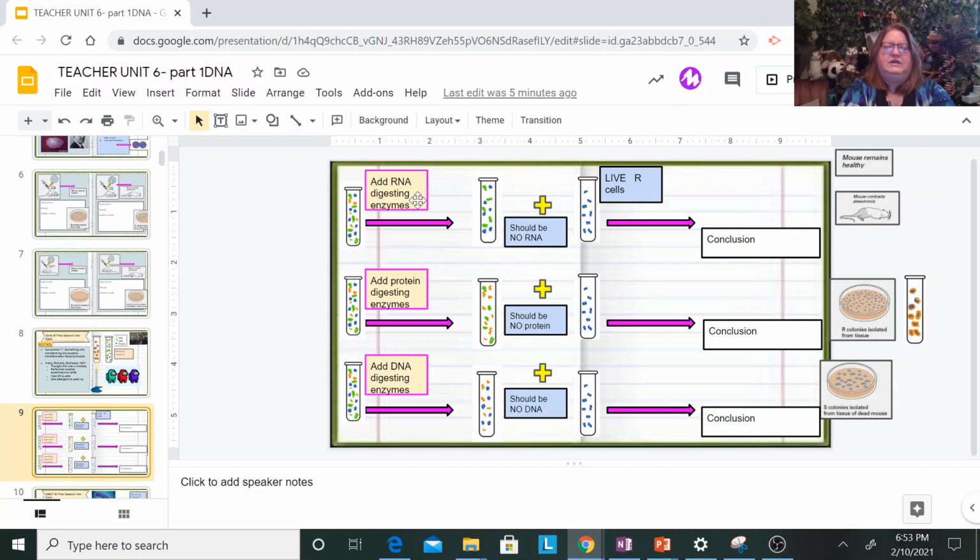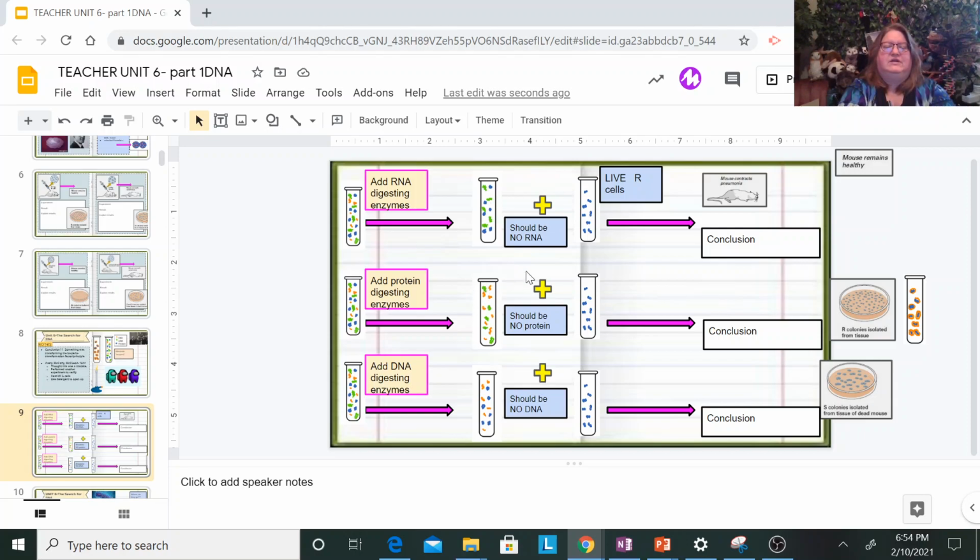So RNA digesting enzymes, we get rid of the RNA. So there should be no RNA. And then we add this to live R cells. And then we're going to just see if transformation happens. And sadly, the mice still die. So transformation is still occurring. Now, what I want you to think about then is if the mice still die, does that mean that RNA is the transformation factor, or does it mean that it's not the transformation factor?